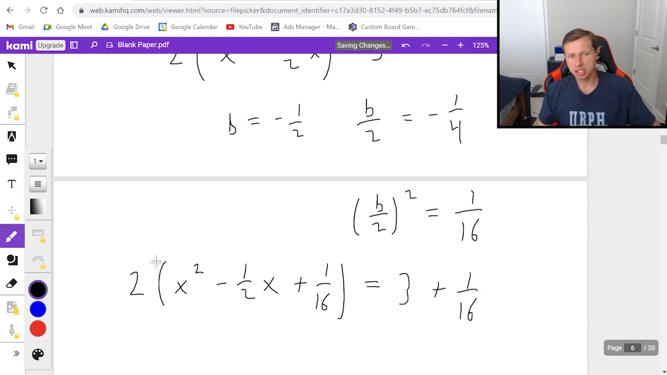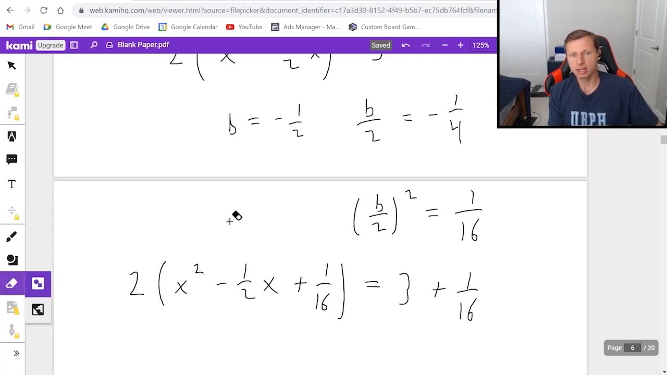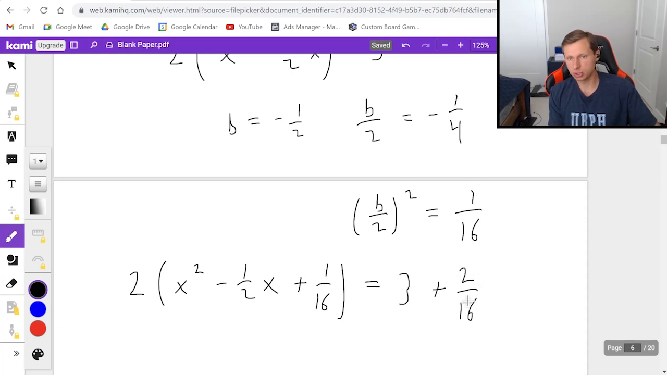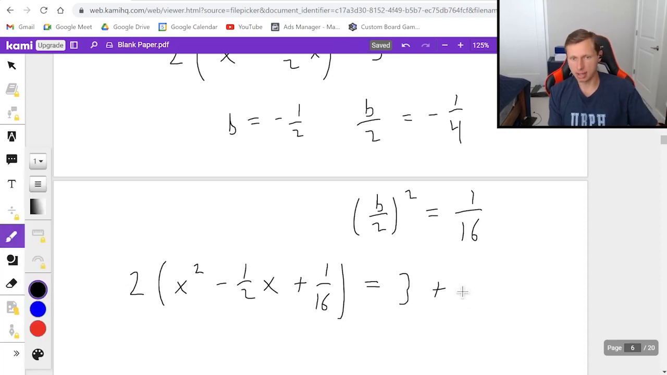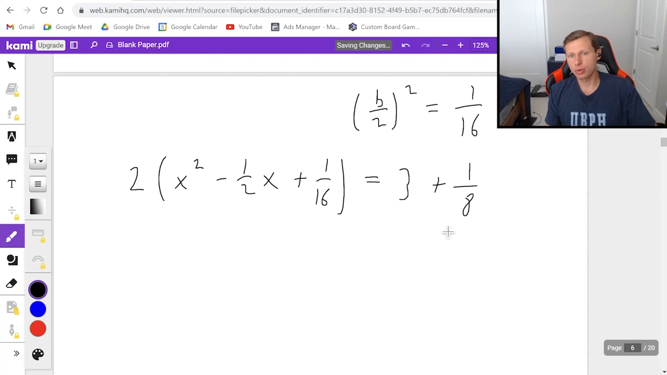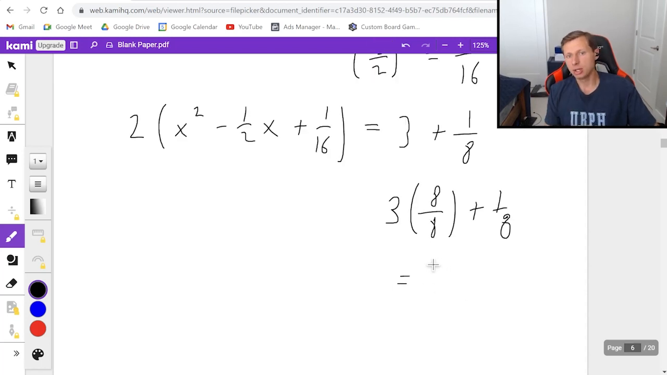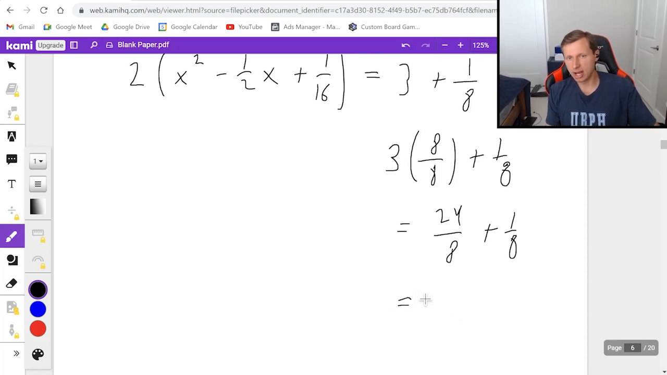The reason why is because this is technically 2 over 16 because I distribute it. So instead of adding 1 over 16, I need to add 2 over 16 because I factored out that 2 on the right side. Now everything's equal. And yes, if you want, you can reduce 2 over 16 to 1 over 8. That's absolutely okay. So for the right side, 3 plus 1/8, I need a common denominator. 3 times 8 over 8 plus 1 over 8. That's going to get me 24 over 8 plus 1 over 8, which is finally 25 over 8. That's the right side.